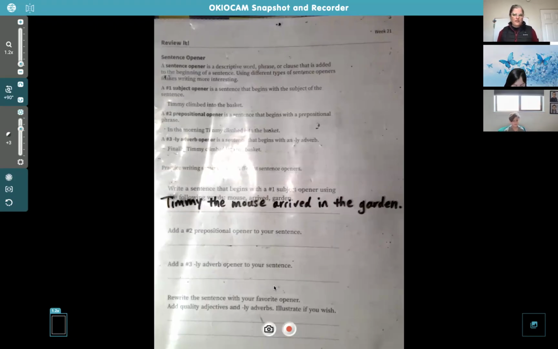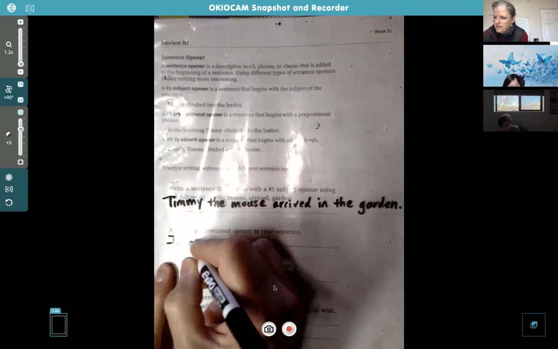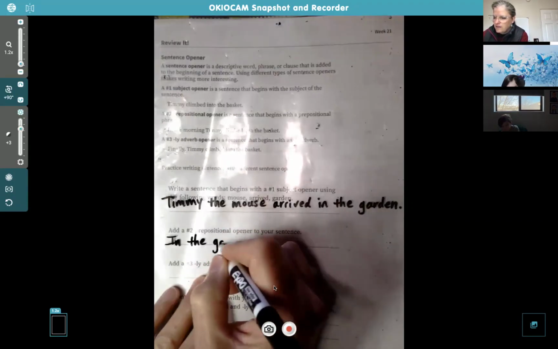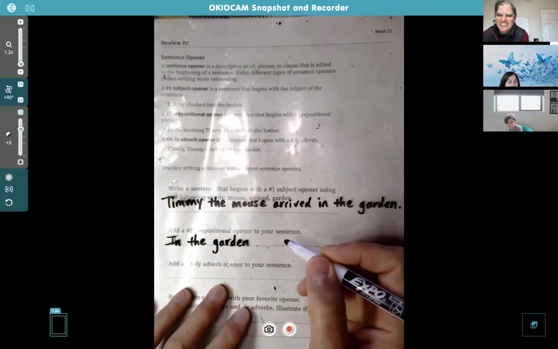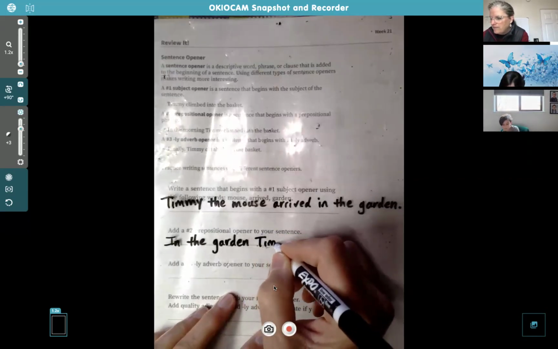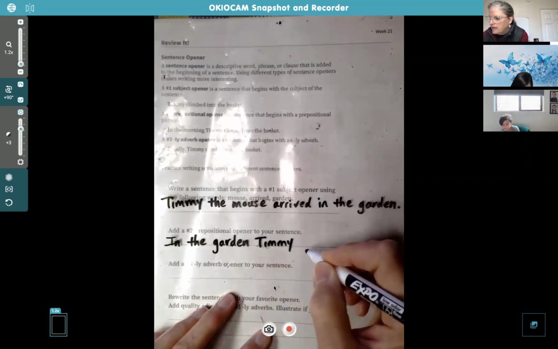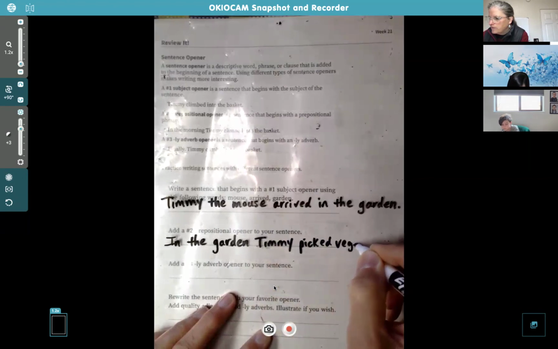That would work. In the garden, Timmy was picking vegetables. That's good. I like that. Yeah, do you have one, Lizzie? In the basket, Timmy peeked out and saw he had arrived at the garden. Oh, that's a good one. Go ahead and write that one. In the garden, Timmy picked vegetables.